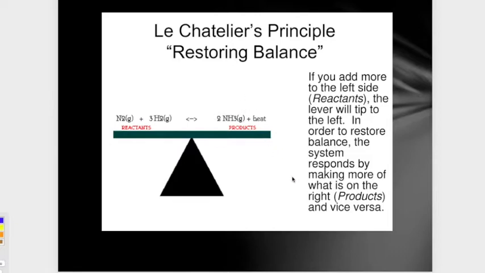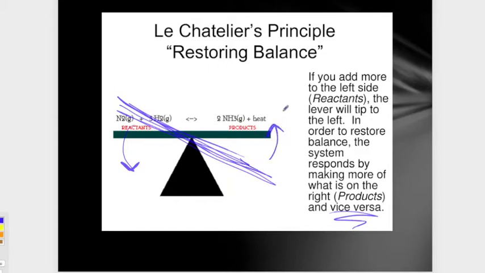The exact opposite is true. If we add more products now, then it is as if we've added more to this right side of the seesaw. It tilts this way. We've added more products. How can we bring the system back to equilibrium? Well, we've got to put more stuff on the left side and take some stuff away from the right side. How are we going to do that? We're going to shift the reaction back to the left. The reverse reaction will be favored now. Okay? So these are ways for us to shift the equilibrium system, to shift the position, to shift the reaction, to favor the formation of products or the formation of reactants.